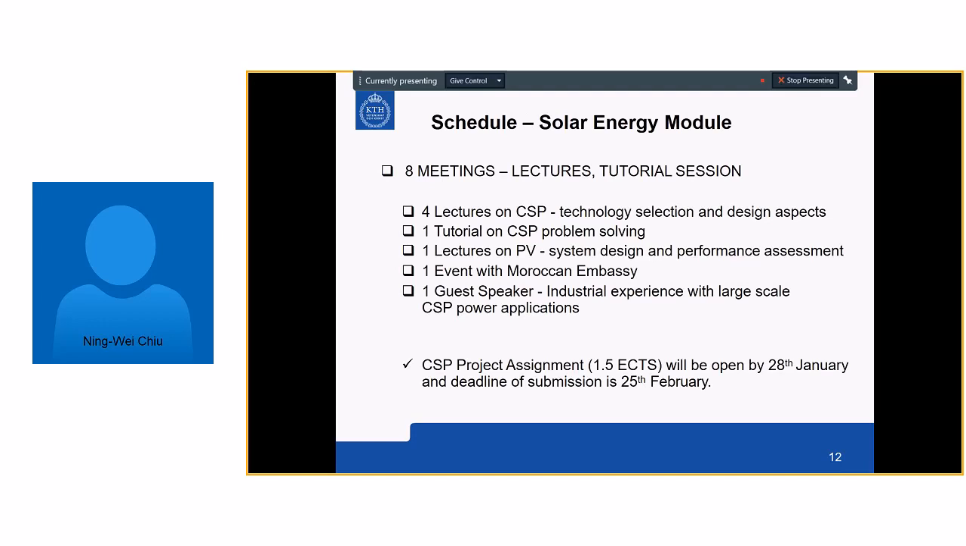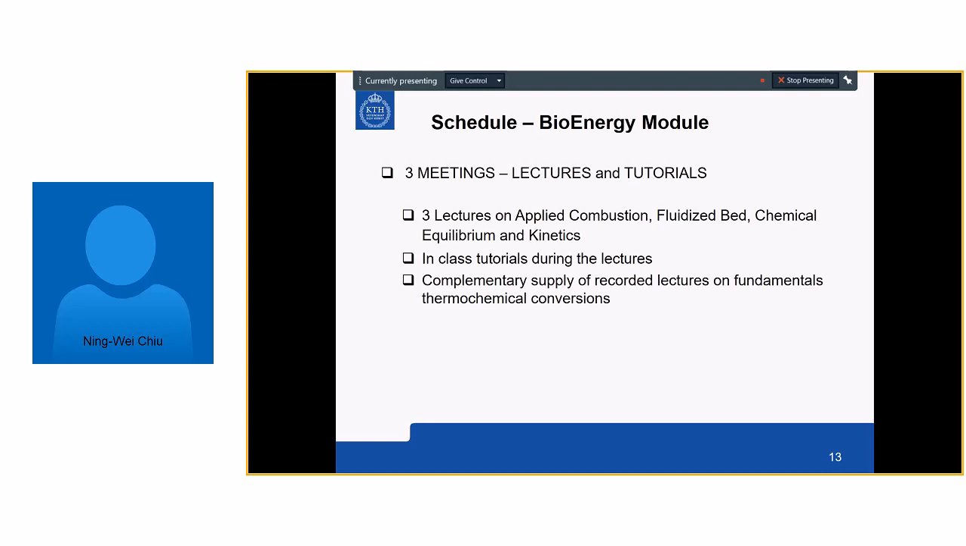Then you have the bioenergy module that you will start this week, so starting from tomorrow. You have 3 sessions, 3 meetings. So you will learn combustion, you will learn fluidized bed, and you will learn chemical equilibrium and kinetics. The lecturer is Professor Andrew Martin.